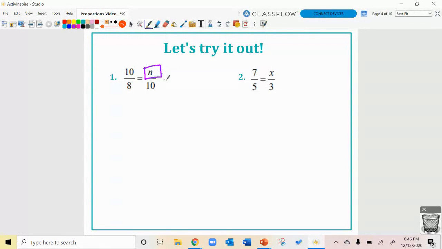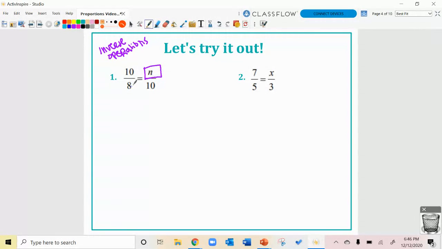If I want to solve for n, there are a few ways I could do this. Remember, we want to use inverse operations, meaning the opposite operation. If I see division, I'm going to use multiplication. If I see multiplication, I'm going to use division. If I see addition, I'm going to use subtraction. Those are inverse operations. If I see something being squared, I'm going to take the square root. We did that recently with the Pythagorean theorem, didn't we?